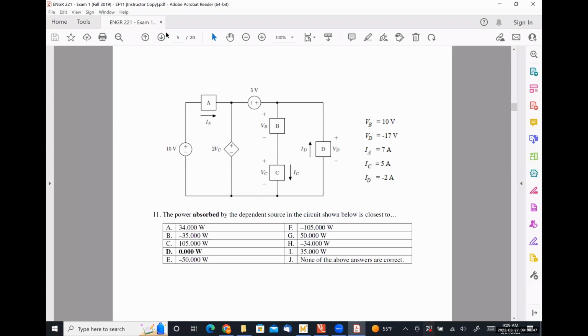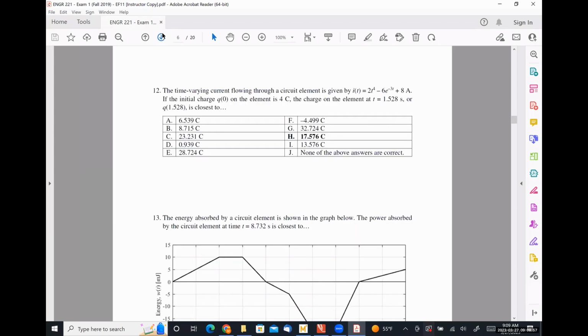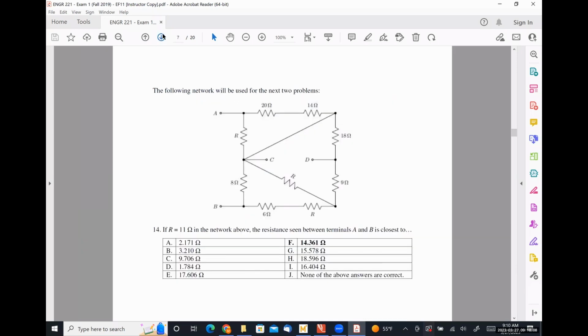Then we get into this thing. So I want power absorbed using generic circuit elements and all that kind of stuff. So this is very much like what we talked about on the second day of class. Then we have current and charge relationship. So that's second day of class stuff. Energy and power relationship, second day of class stuff. Resistor combinations, we're now into the third or fourth day of class.